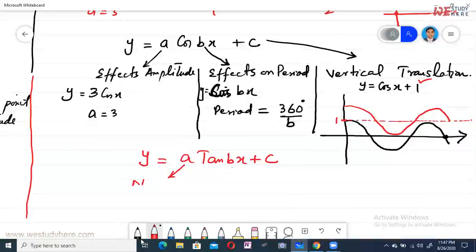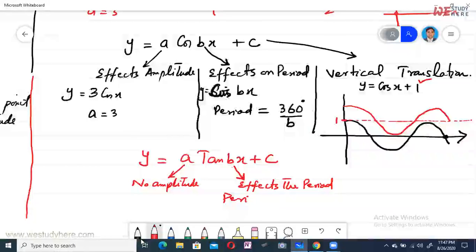Here is no amplitude. Then this a, or any other constant, we will just take as a simple constant like 2, 3, 4. Now amplitude. Then after that, what does b represent? b will work as it is working in sine and cosine. It affects the period. What will be the period of tan bx plus c?